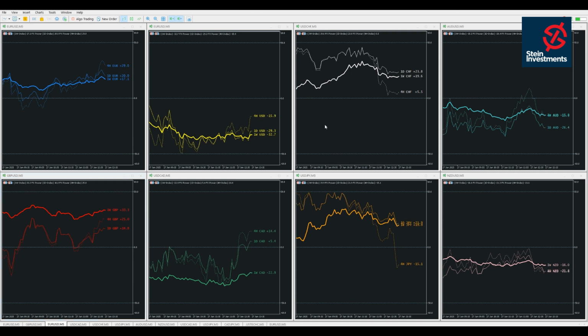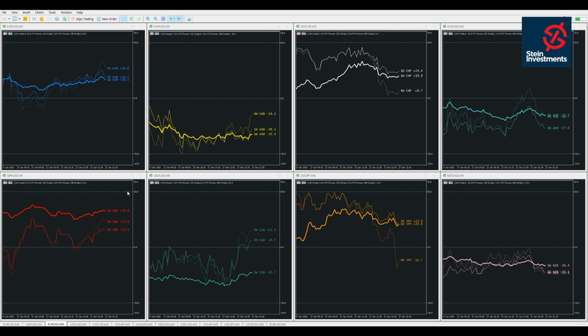So what does this overview show us? We can clearly see Euro and British Pound are more on the strong side of the scale. Here in the middle we see the 0 level, which is neutral, where buy and sell is balanced. Here is -50, here is +50. These are the extremes of the scale.